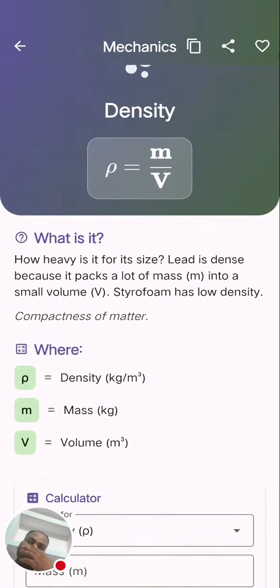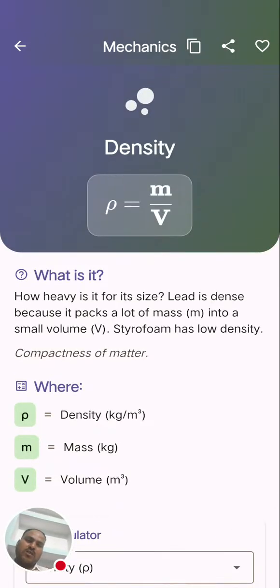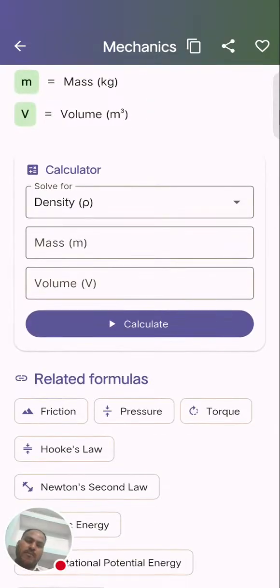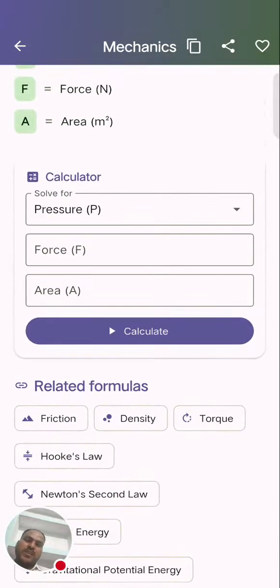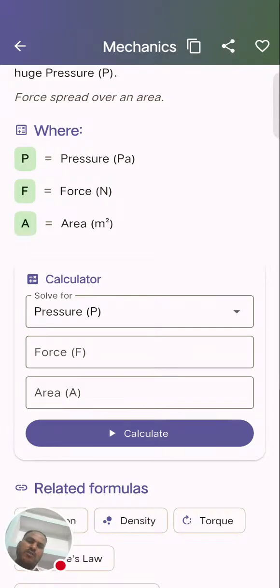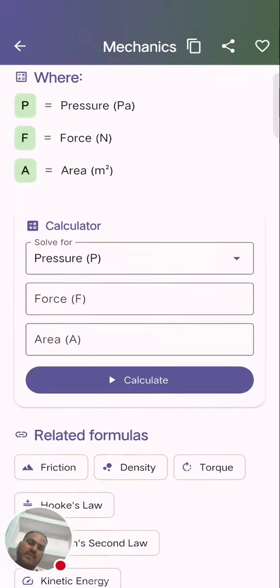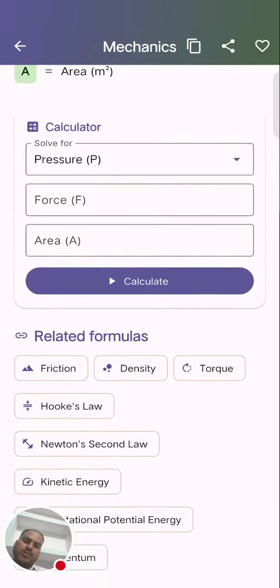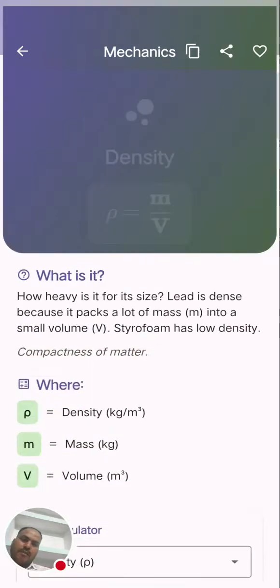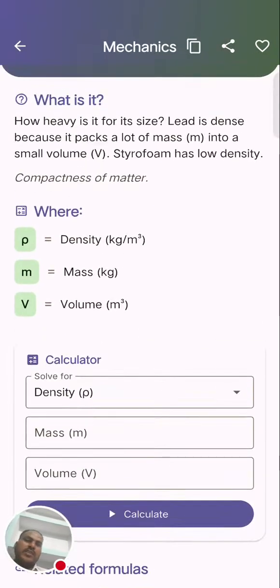What is the SI unit of density? Kilogram per meter cube. What is the SI unit of pressure? The SI unit of pressure is Newton per meter square. And the density SI unit is kilogram per meter cube or gram per centimeter cube.